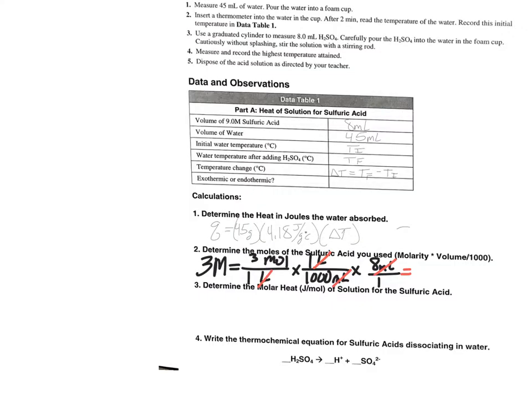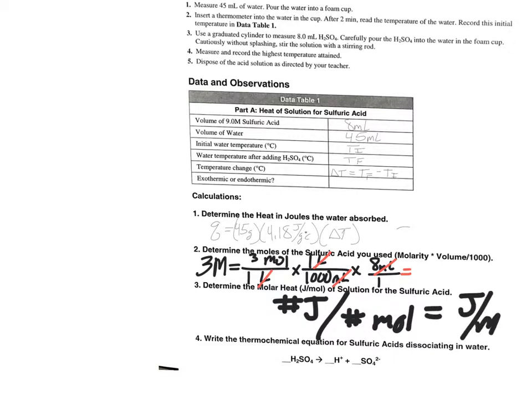For calculating number 3, the molar heat of the solution, you're going to take your joules and divide by moles of the acid we used. So you calculated joules in number 1, and you calculated moles in number 2. Now all you have to do is divide, and you will get the answer in joules per mole. This represents the delta H that we've been calculating all along.